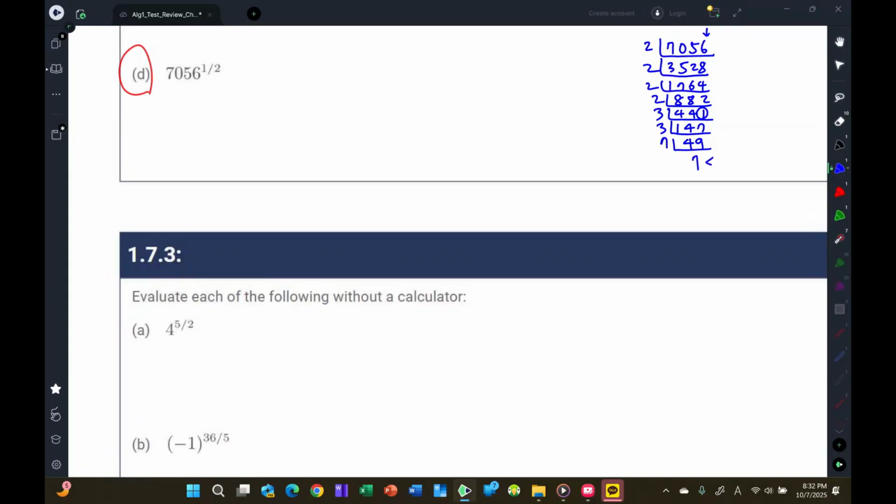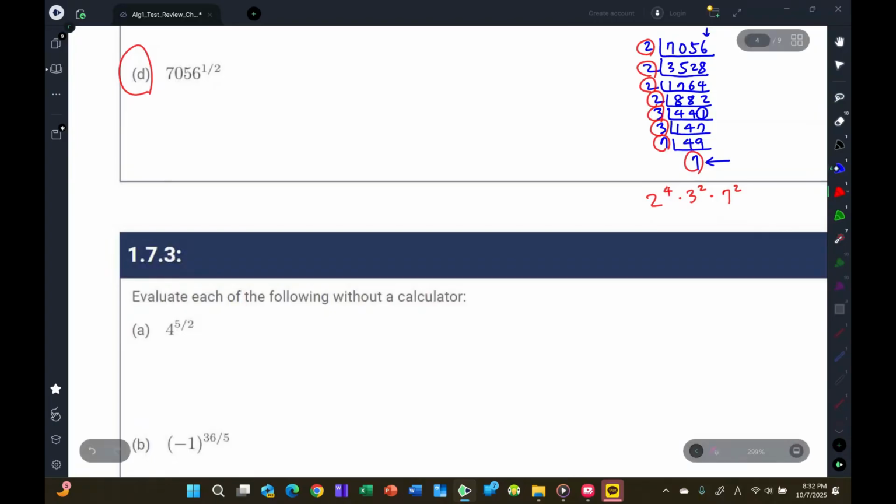Oh, I ended with a prime number at the bottom. That means I'm done, right? So how many 2s? Let's count. 1, 2, 3, 4. So 4 2s being multiplied. 1, 2, 2 3s being multiplied. 7, 7, 2 7s being multiplied, right?